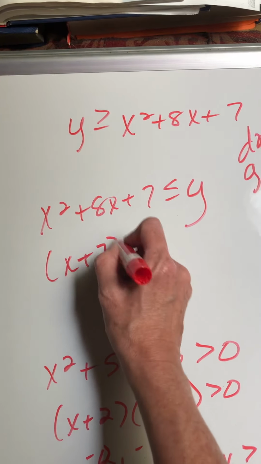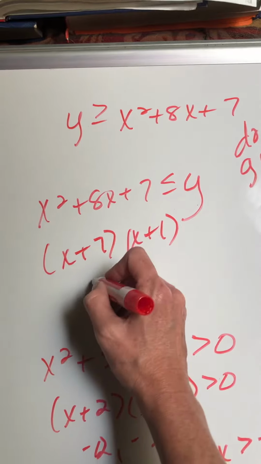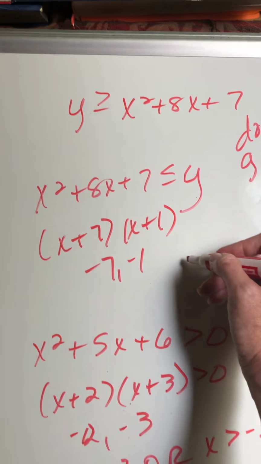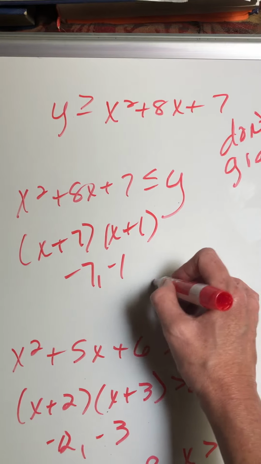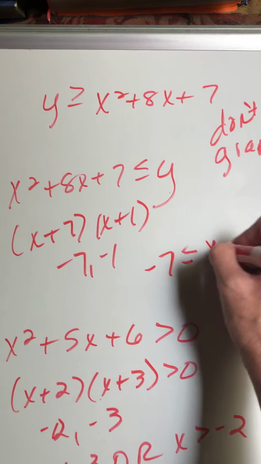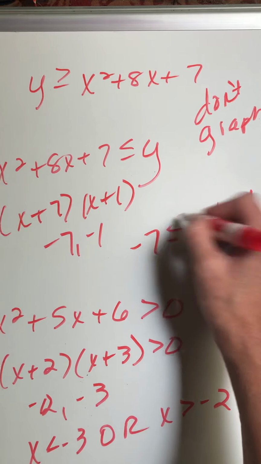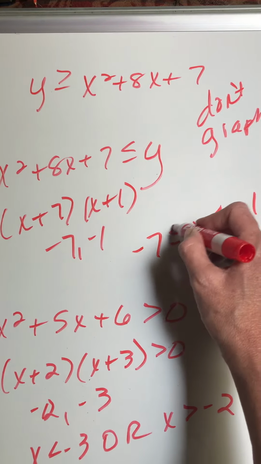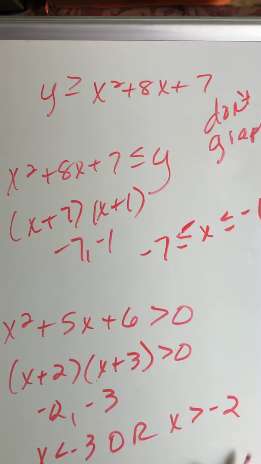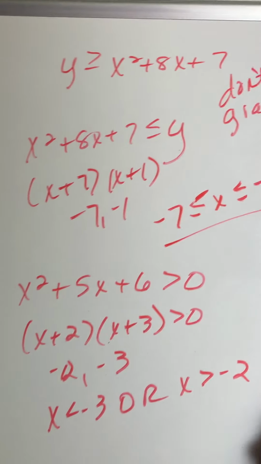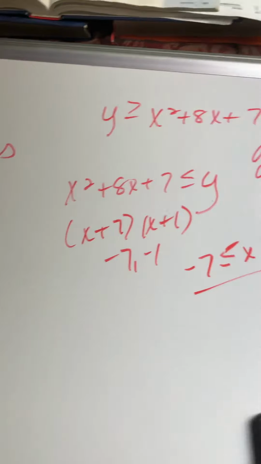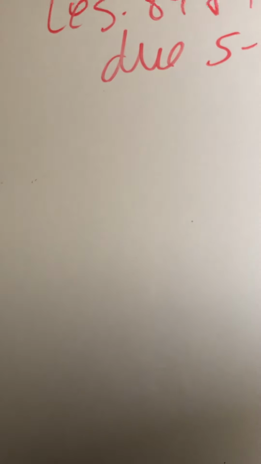So this would be x plus 7, x plus 1. So negative 7, negative 1. It's a conjunction, so negative 7 less than or equal to x, less than or equal to negative 1. Because you've got the less than signs, okay? That's all I want. Don't graph it. You're not going to graph the quadratic. You're just going to solve them algebraically. This is called solving them algebraically. So we're going to solve them all algebraically.